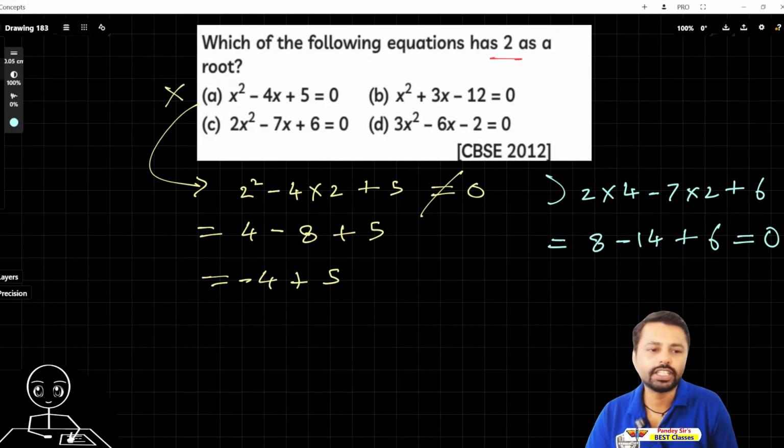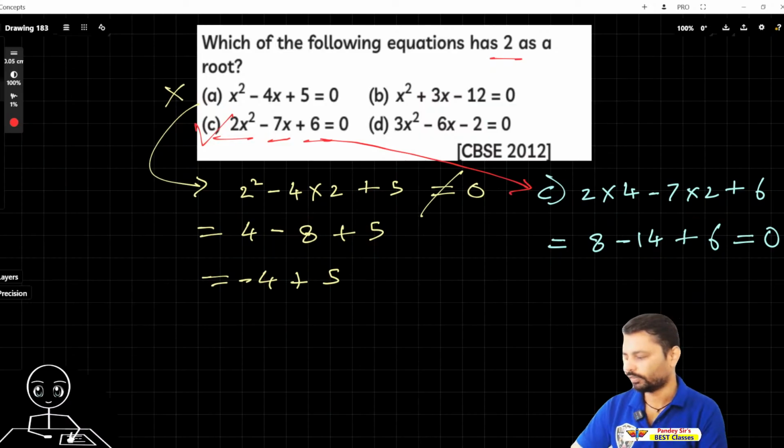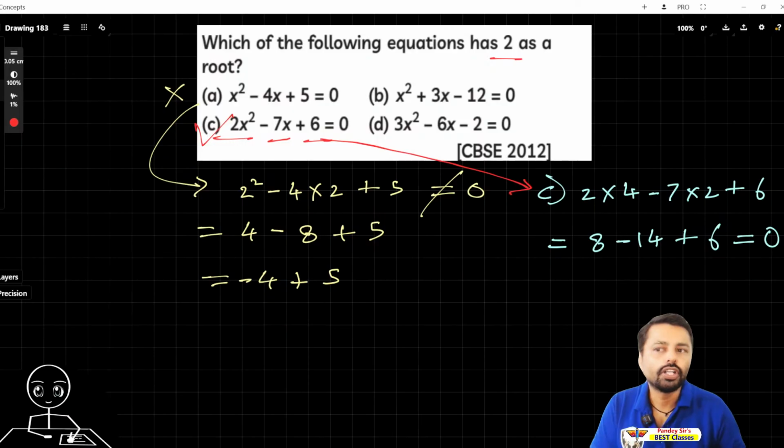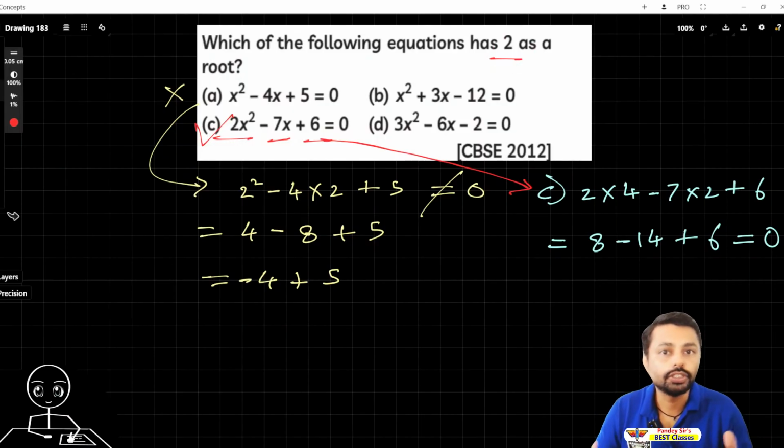So this way you can directly put those values. See this question, 2x square minus 7x plus 6. So C is the correct one. See, this is how fast you can do. Always remember, if a root has already been given, then the answer must come equal to 0.